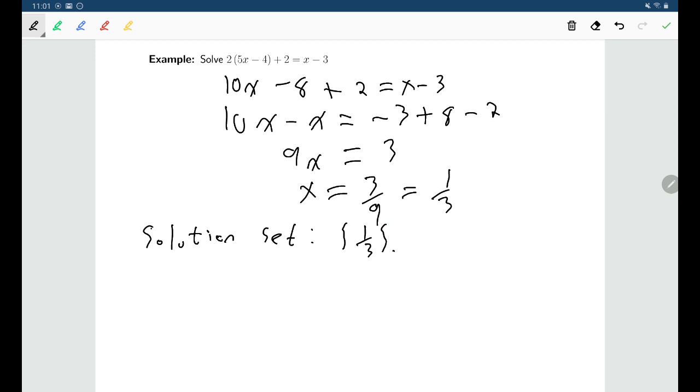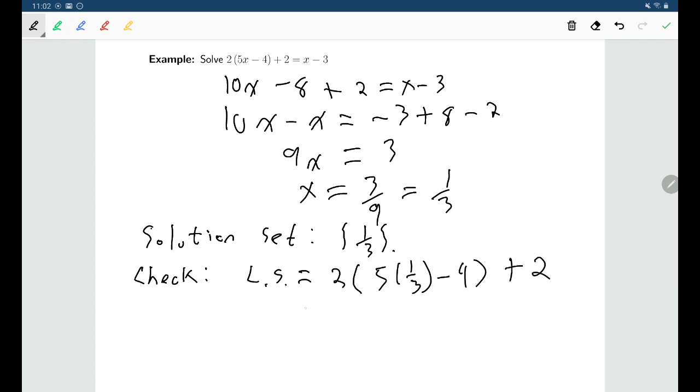Now, one thing that we can do is, of course, check our answer. And I didn't do that with the last one, but I'll do that with this one. I'm not going to do this all the time, but it's a good idea to check your solutions. And we check our solutions by substituting in our solution to see, does it make the left side and the right side equal to each other? So if I were to put in 1/3 on the left side of the equation for x, I would have 2 times 5 times 1/3 minus 4 plus 2.